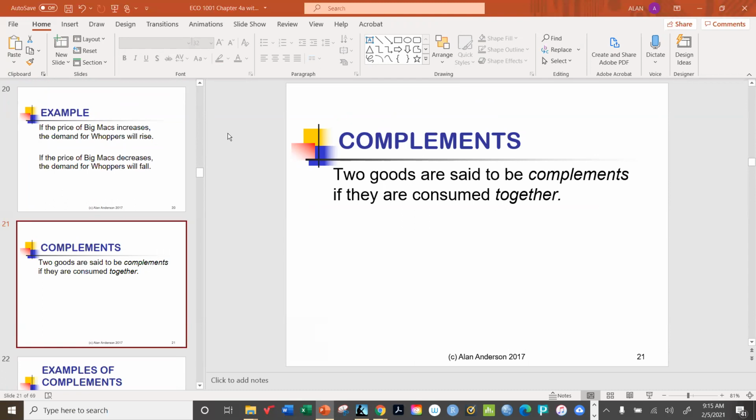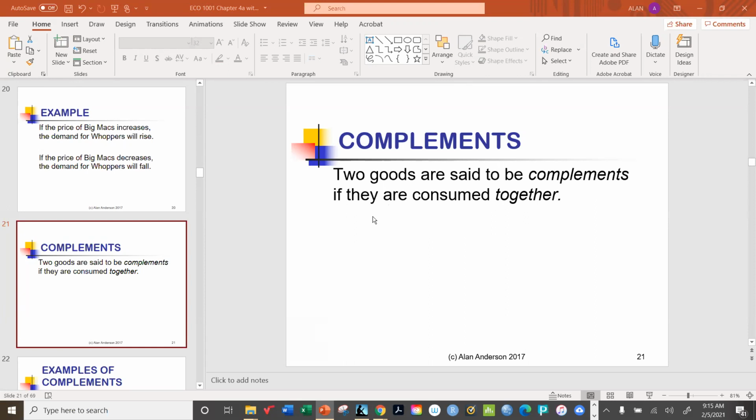What? It's like a marriage made in heaven, isn't it? Peanut butter and jelly. What could be better? Would you ever eat just a plain old jelly sandwich? Probably not. Would you ever eat a peanut butter sandwich? Maybe not. But when they go together, it's so nice. So those would be defined as complements or complementary goods.